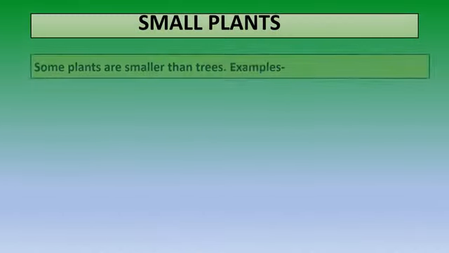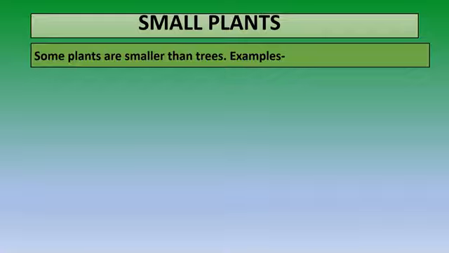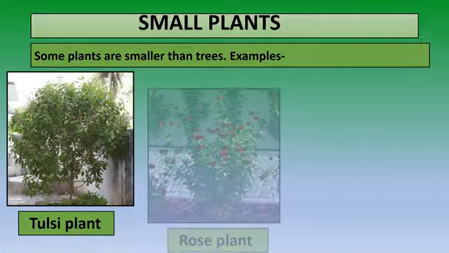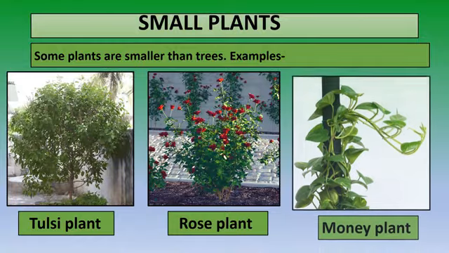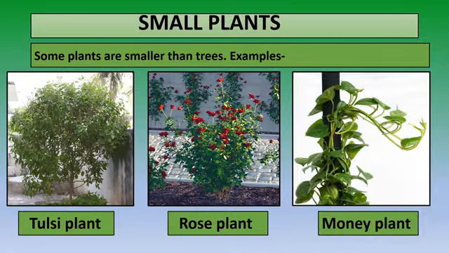Small plants. Some plants are smaller than trees. Examples of small plants are tulsi plant, rose plant, money plant. If you look at all these three plants, you will notice that they are much smaller than the big plants, which you have just learnt about. They are smaller in size and are not so big and tall. Small plants also are of different shapes and sizes. So there are four types of small plants. Let's learn more about them.